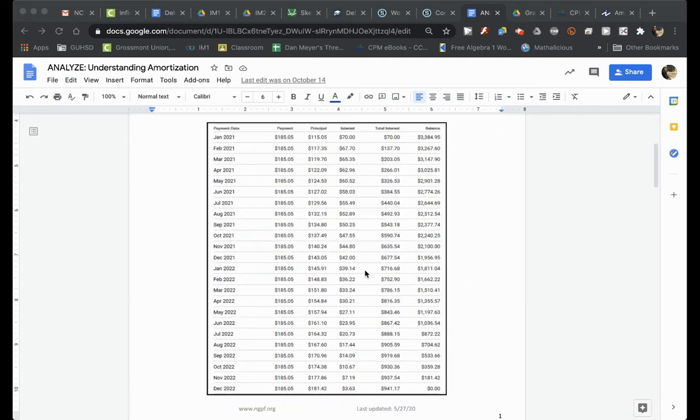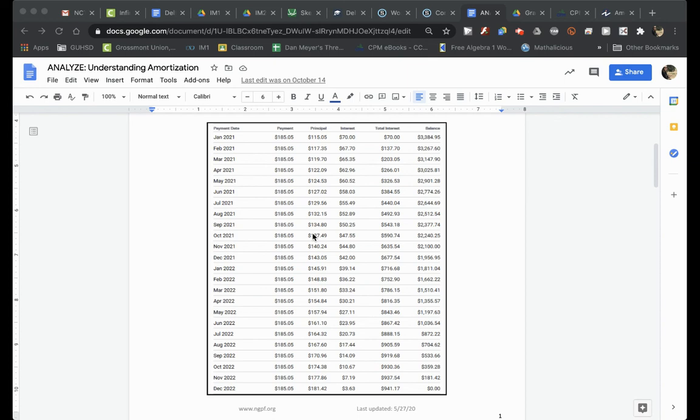So if we look at the payment dates and the payment history, you'll notice that in the payment column, everything is the same. She's paying $185.05 every single month for 2 years. So that rate isn't going to change. What is changing is the difference between the principal and the interest being paid. Notice that initially she's going to be paying $70 of interest. And as time goes on, the interest amount that she's paying decreases, while more of it is going to end up shifting over to paying off the principal.